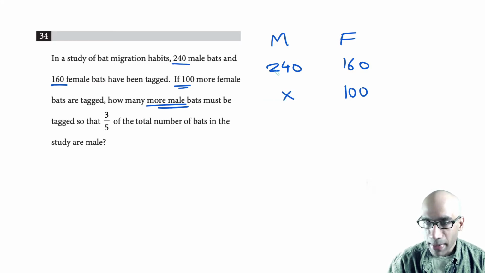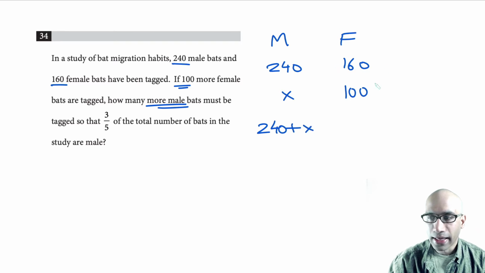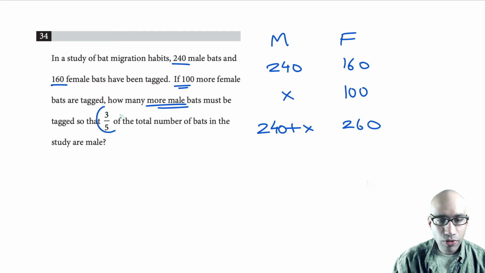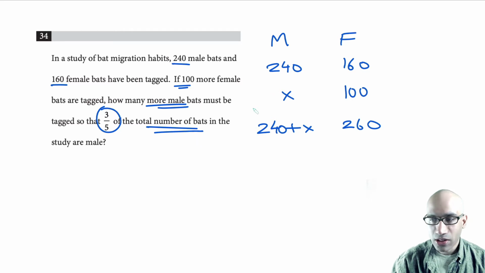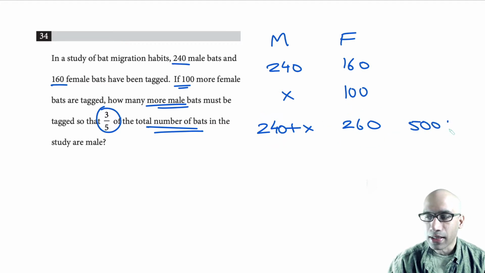Now the total number of male bats which have been tagged are 240 plus X here, and then females are 160 plus 100, which is 260, right? And now they're saying 3/5 of the total number of bats. So what's the total number of bats? We can just add these numbers. These are the male, these are the female, right? So 240 plus X plus 260. So 240 plus 260, you can check it, it's 500, right? So 500 plus X. That's the total number of bats, okay?